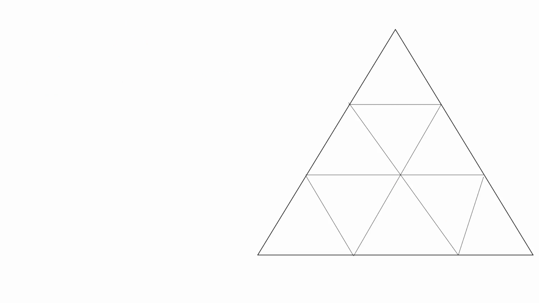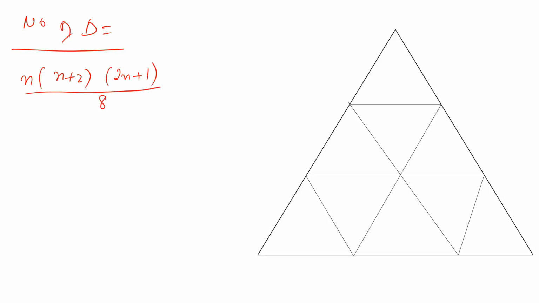And this is another pattern of figures where we have to find the number of triangles. Here we have to use another formula. The formula is n multiplied by n plus 2 multiplied by twice n plus 1, divided by 8. This is the formula for counting the number of triangles in this type of pattern. And here n is equal to the number of unit triangles present at the side of the bigger triangle.